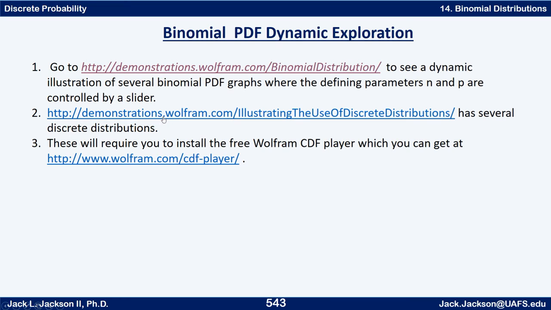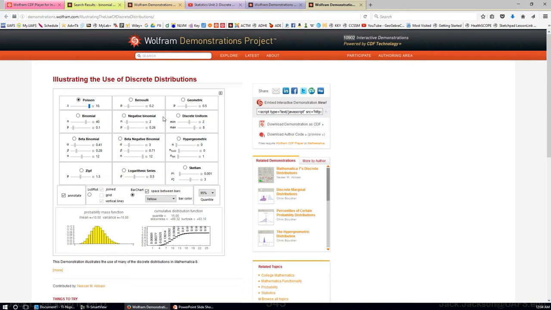This other link here is also to another one from the same demonstrations site. And this actually has a whole bunch of different distributions. We're going to talk about the binomial. Later we'll talk briefly about the Poisson. We've mentioned Bernoulli and geometric and discrete uniform. And later we'll talk about hypergeometric. We probably will not talk about some of these other kinds. But let's say, for example, if we look at binomial, here is the PDF. Here's the CDF. See the step function there?